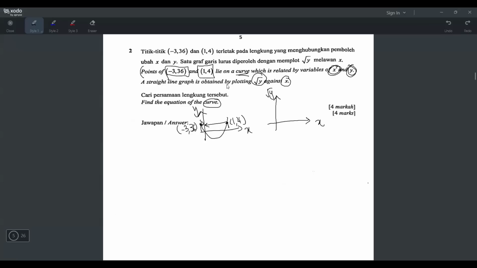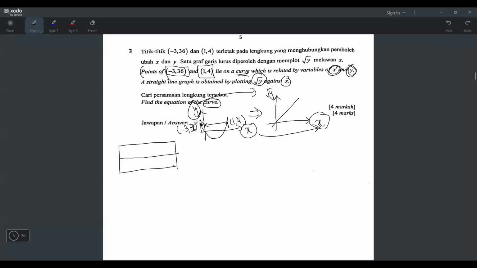Now they say a straight line graph is obtained by plotting square root y against x. So by modifying the y-axis to square root y, and the x-axis stays the same, you get a straight line, right? So this curve can become a straight line, but you have to convert to linear form. Now they say find the equation of the curve. Okay, first of all, you need to know that the points they give here are useful. But you cannot use these 2 points to find the gradient of the straight line. Indeed you cannot.